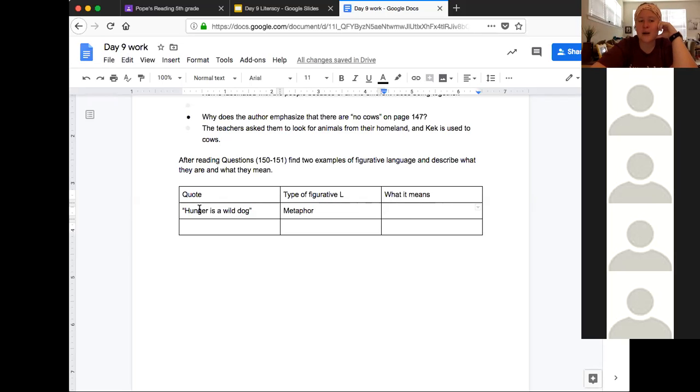Come on, guys. If you were able to pull out the quote and tell me it's a metaphor, you got to know what it means. So he is comparing hunger to what? A dog. Okay, what do we know about not just a dog, a wild dog?